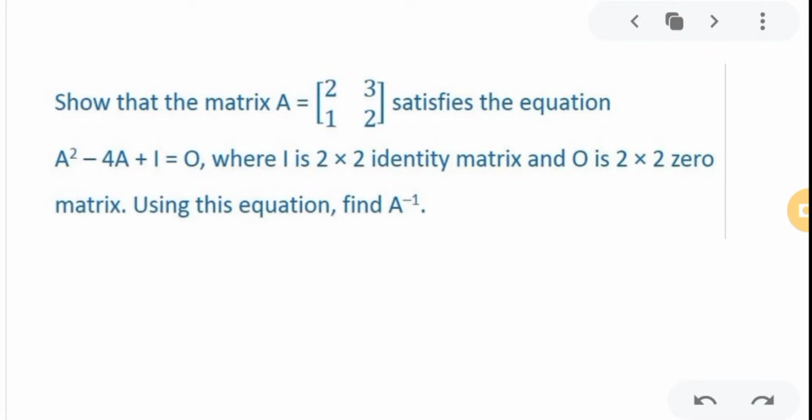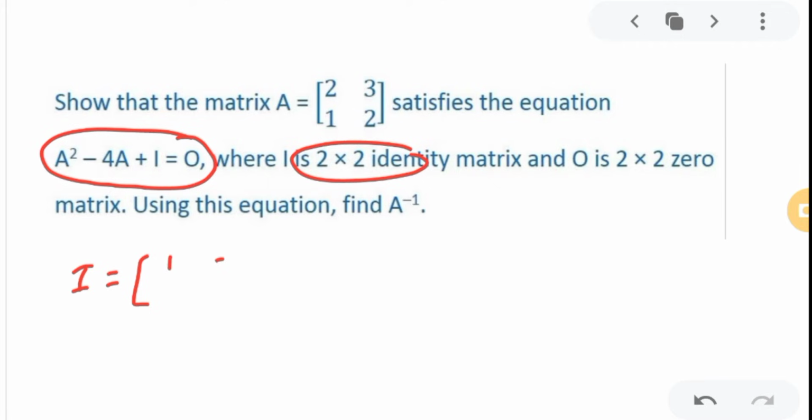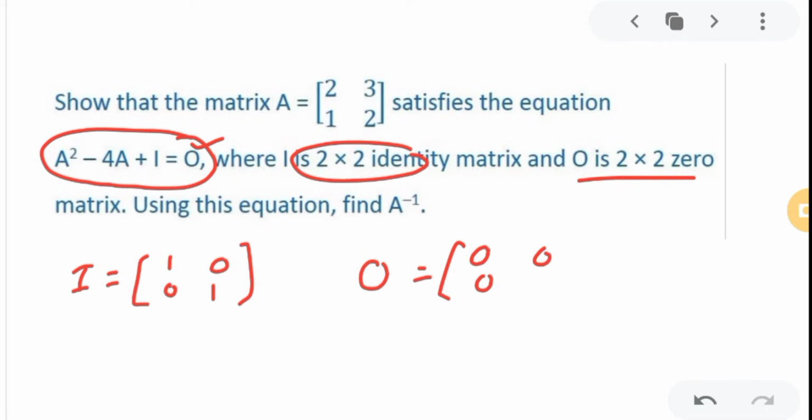In this video we will discuss this question. We have to prove that matrix A, that is [2 3; 1 2], satisfies this equation, correct? So first we have to prove that LHS, that is A square minus 4A plus I, is equal to 0. I is nothing but the identity matrix. A 2 cross 2 identity matrix means 1 0 0 1. This is the identity matrix, and the right side is 0. 0 means the 0 matrix, so all elements are 0, and it is a 2 cross 2 matrix, correct?